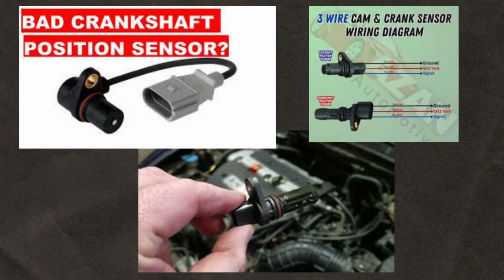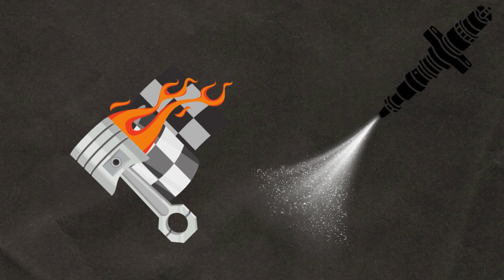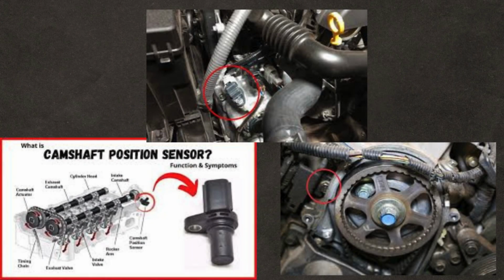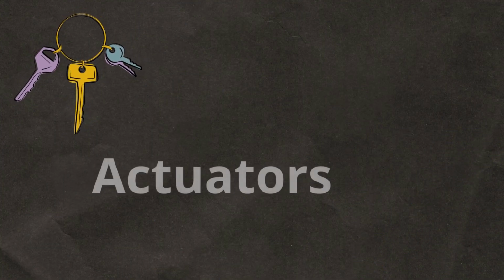Camshaft position sensor, CMP. Detects the position of the camshaft relative to the crankshaft. Works with the CKP sensor to time fuel injection and valve timing events. Mounted near the camshaft or cylinder head. Key actuators in thermal engine control.